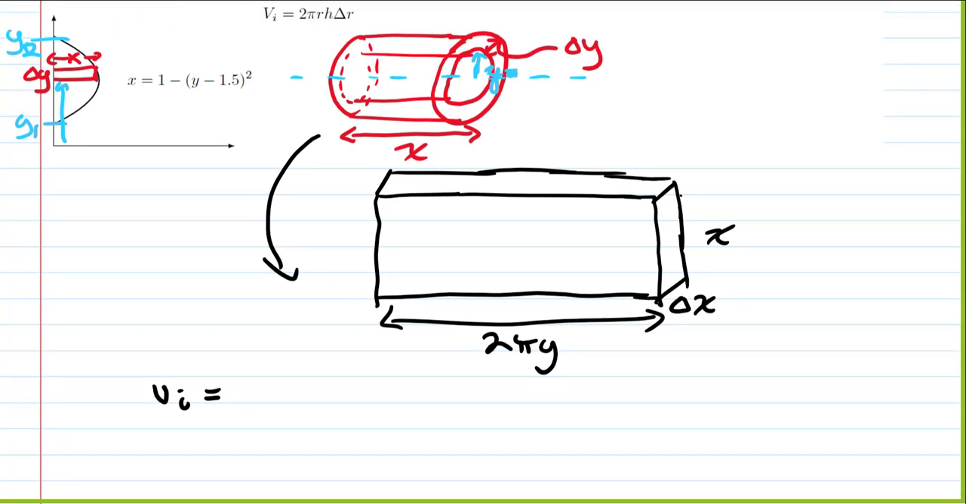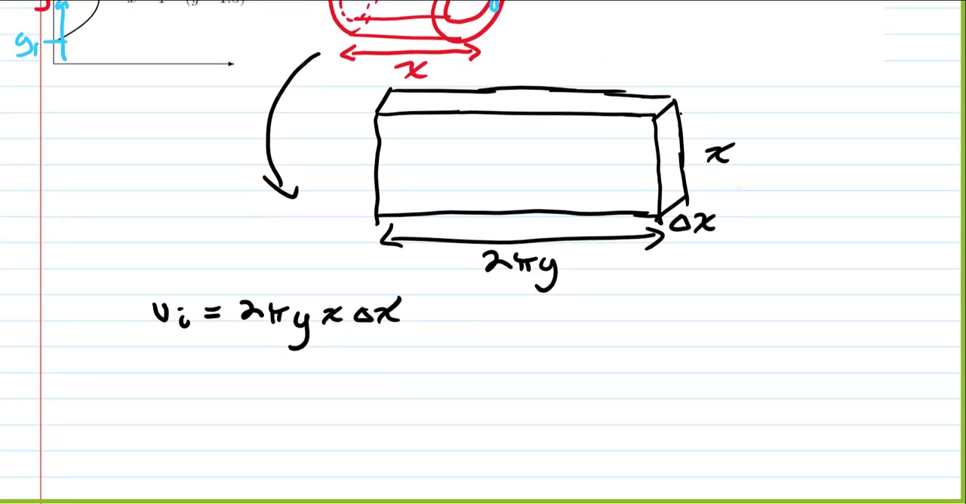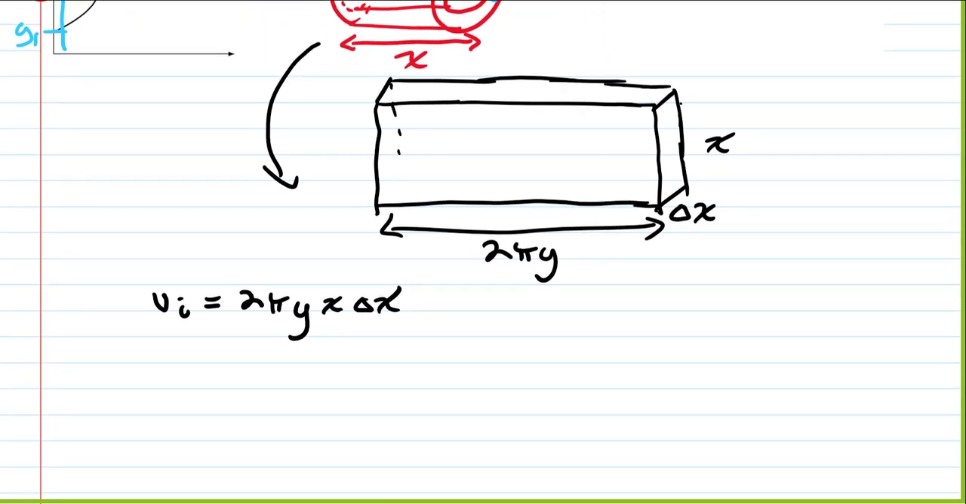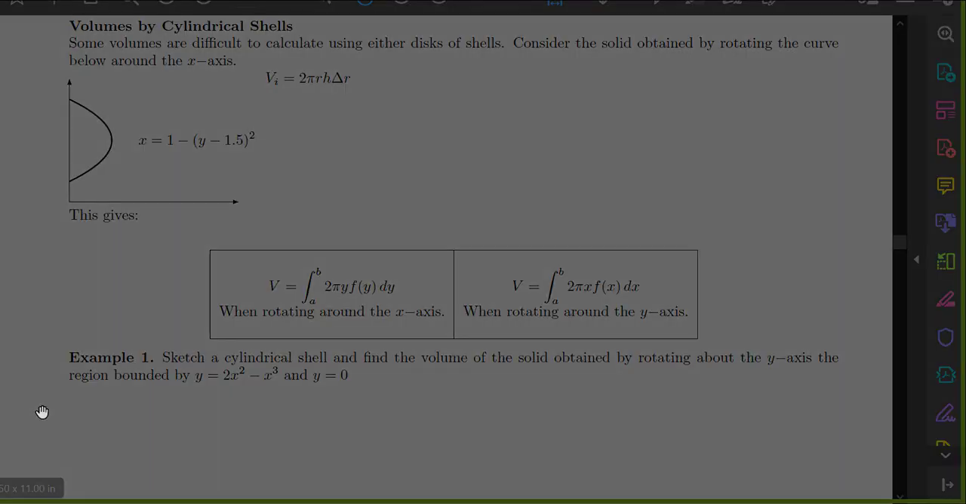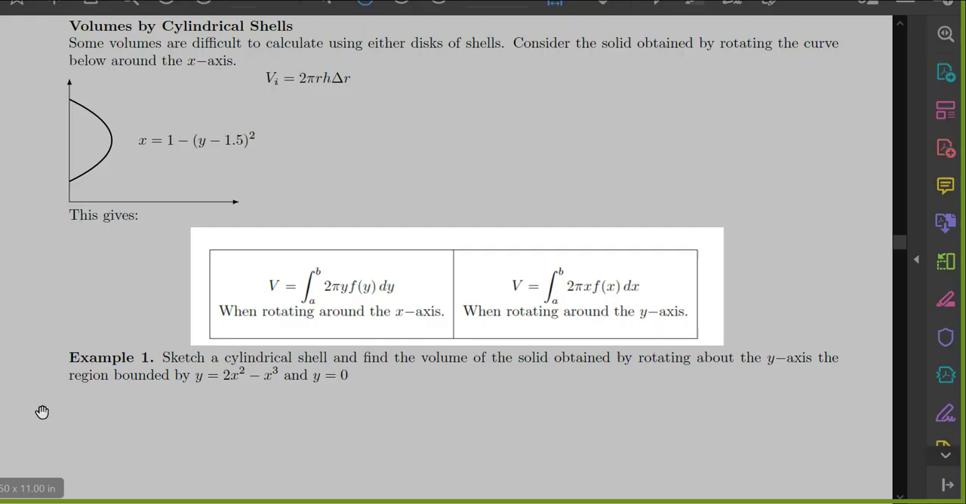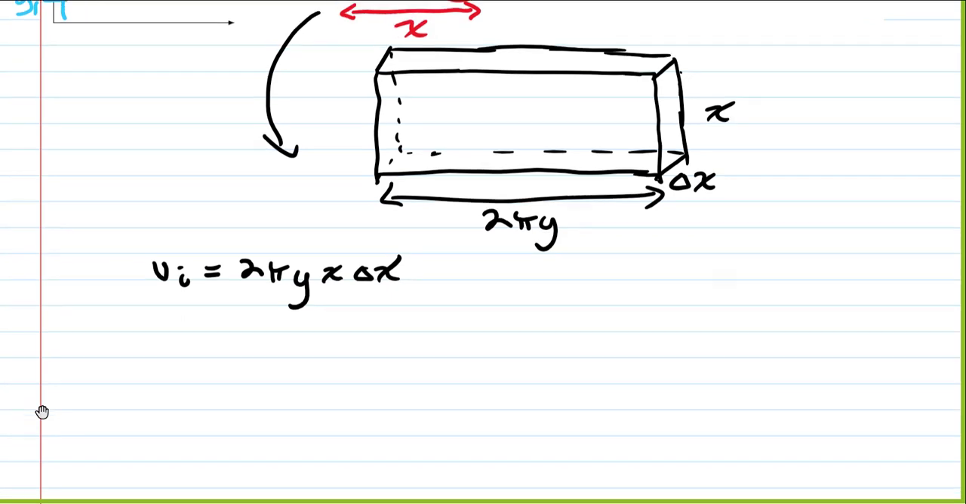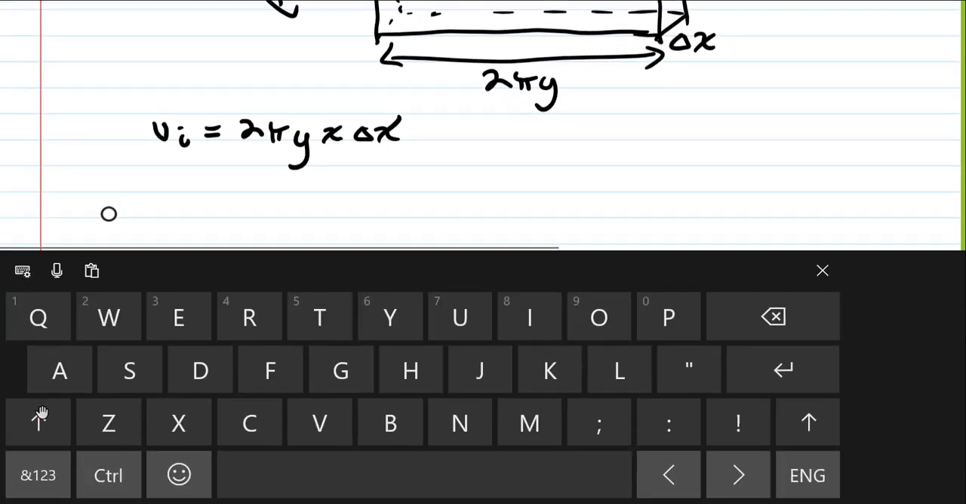So then we're going to get our 2 pi y times x delta x. And that would be the volume of that little slice. So once again, if we take the limit as the number of slices goes to infinity, we're going to end up with these two formulas.